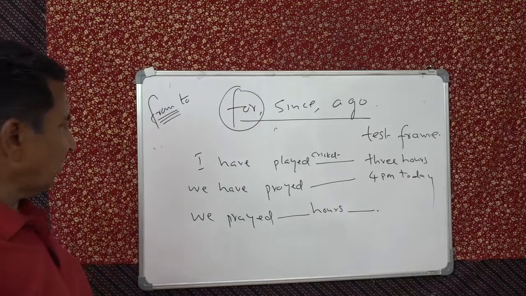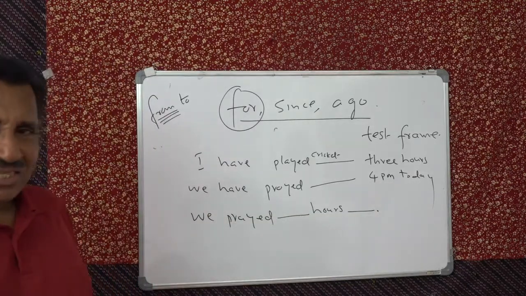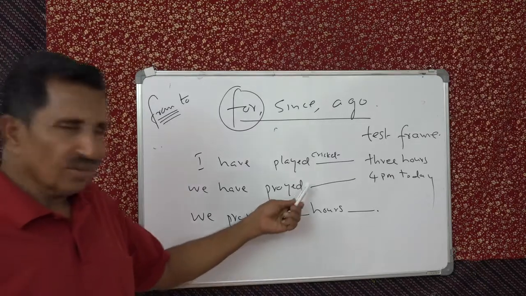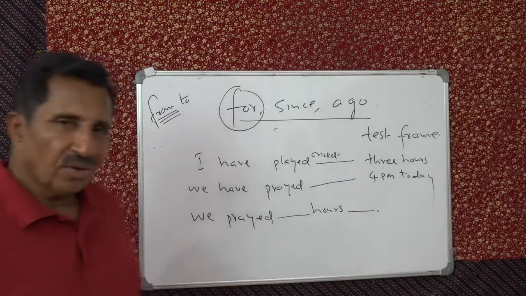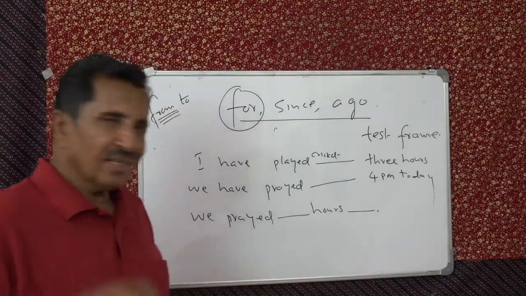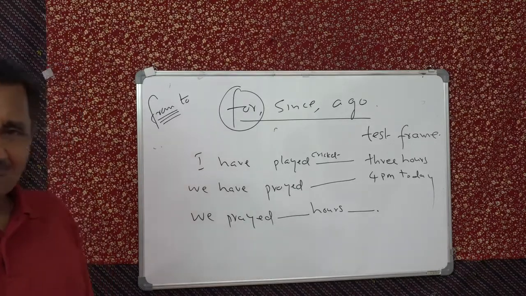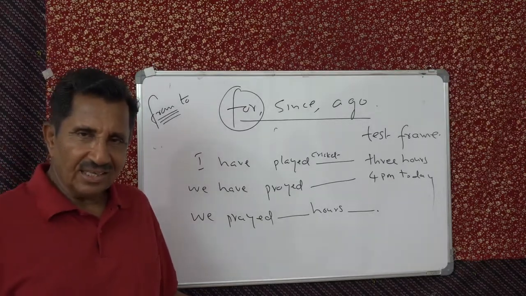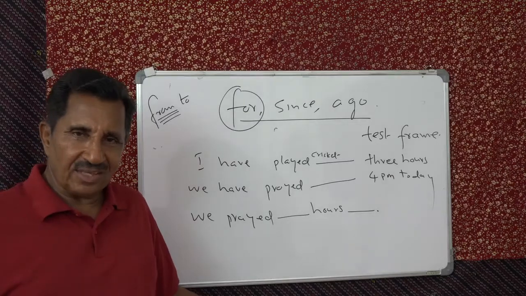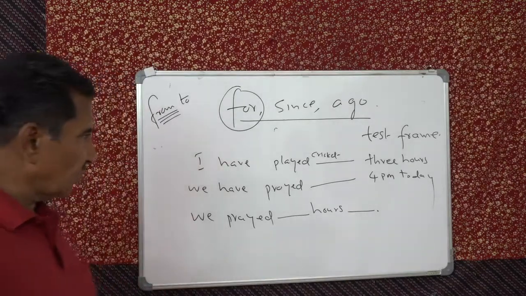So how will you find out? I have played cricket 3 hours. You cannot say since 3 hours because there is no definite time. You cannot say 3 hours ago, because ago always comes, in 99.9% of cases, at the end. We can also say 3 years ago, you can start like that. 3 years ago I lived in America, you can say. But in this case you can see it is at the end. So you can rule that out also.